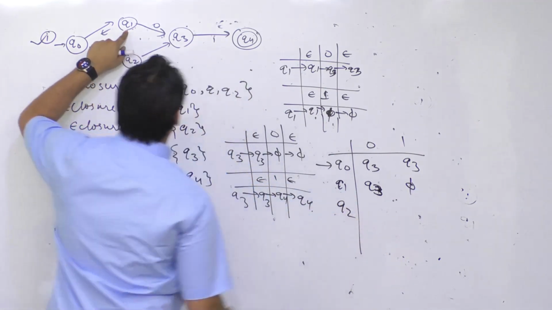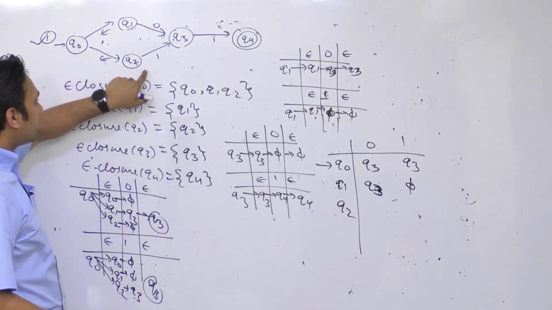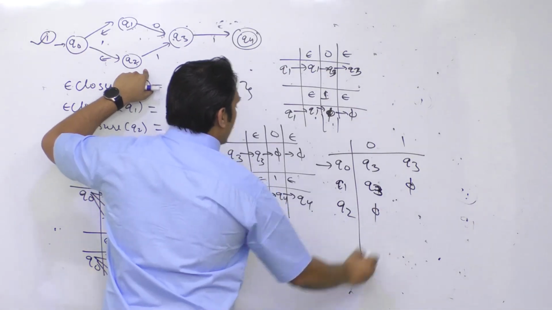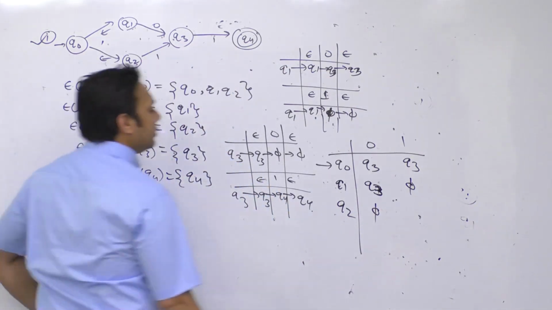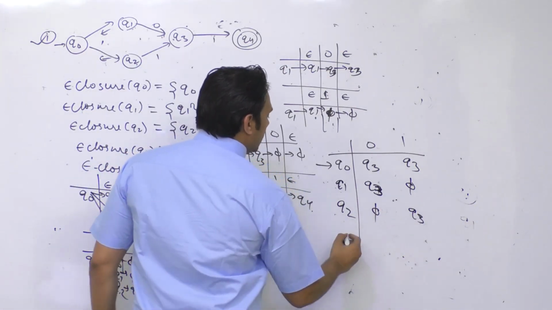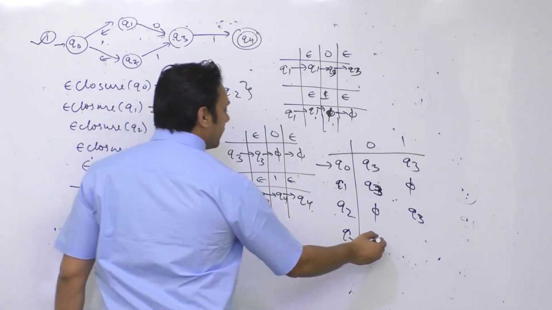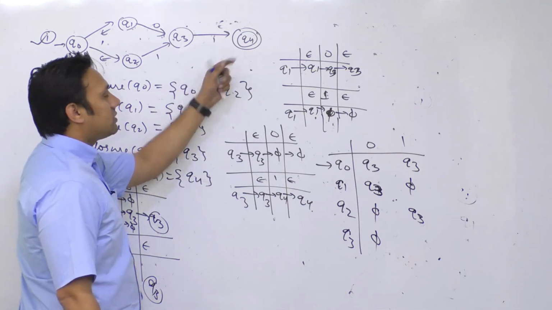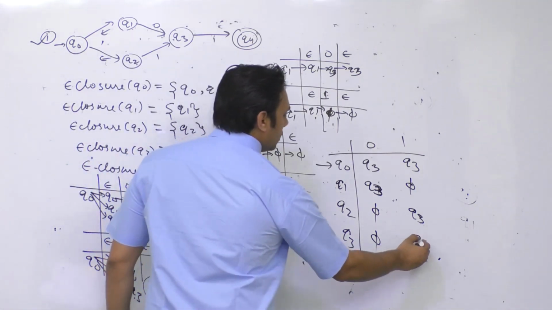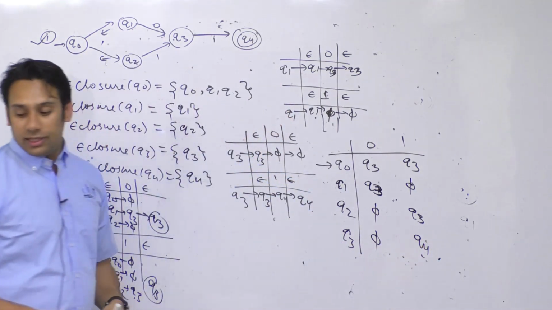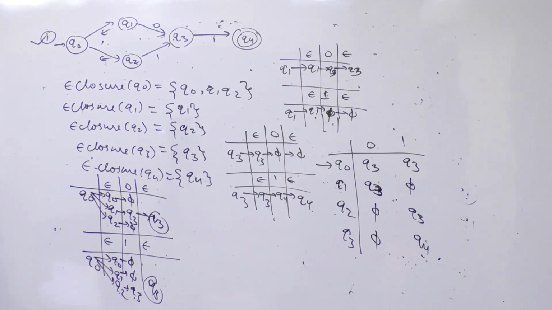For Q2, if you are giving a symbol 0 to Q2, you are not going anywhere. If you give a symbol 1 to Q2, you are going to Q3. Then we have a state Q3. For Q3, if you are giving symbol 0, you are not going anywhere. But to Q3, if you give a symbol 1, you are going to Q4. Is it clear? Is this clear to all of you?